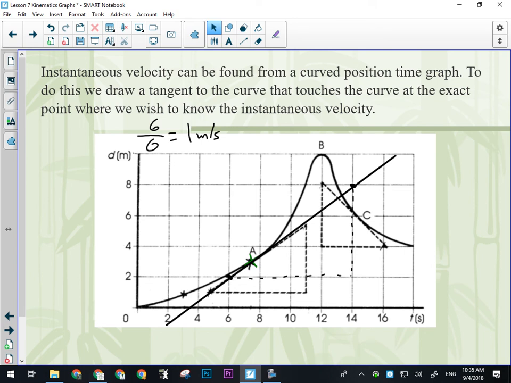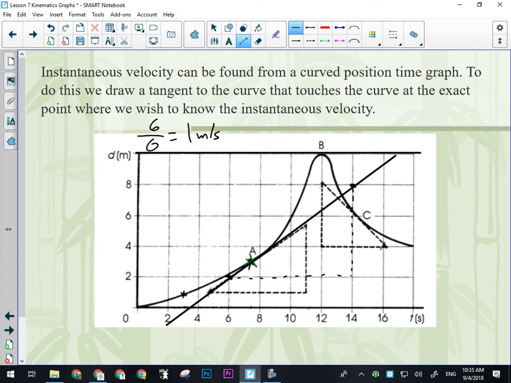We said we have to draw a line that's tangent to the curve, right? All right, so let's do that. Let's draw a line that's tangent to this curve. What's the slope of that line? 0. Yeah, it's horizontal, right? So what's my instantaneous velocity right there at the top of B? 0, right? How many people are getting a picture in their mind of what this motion looks like in real life?